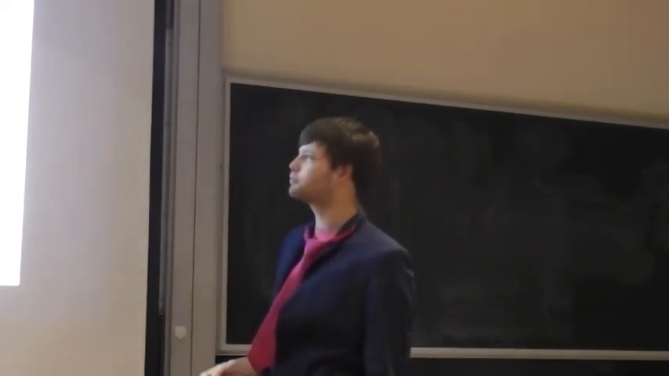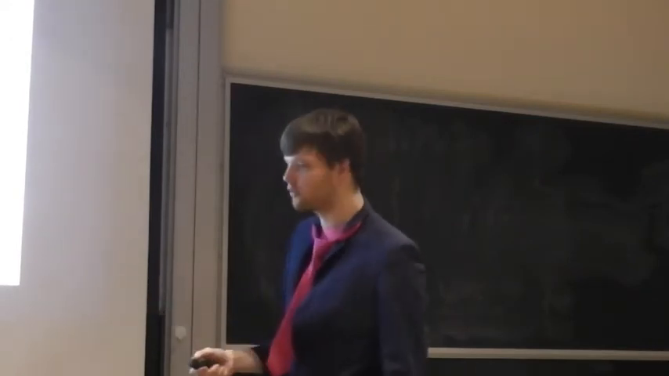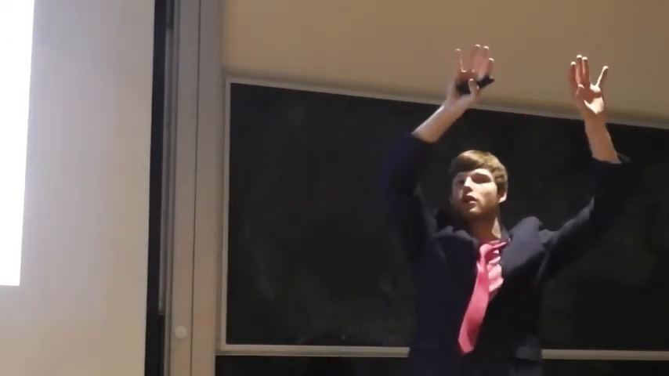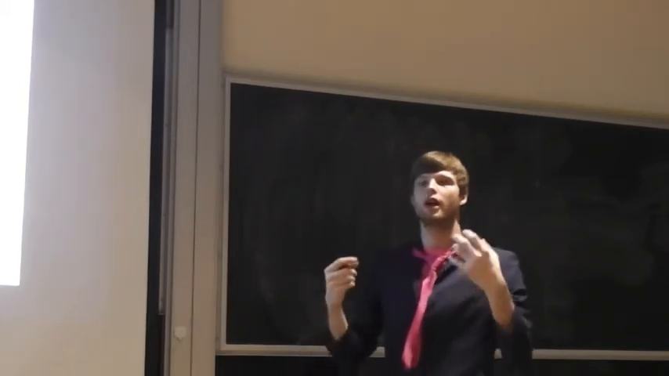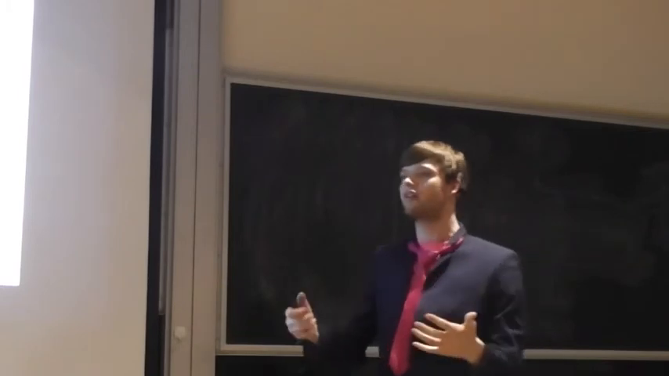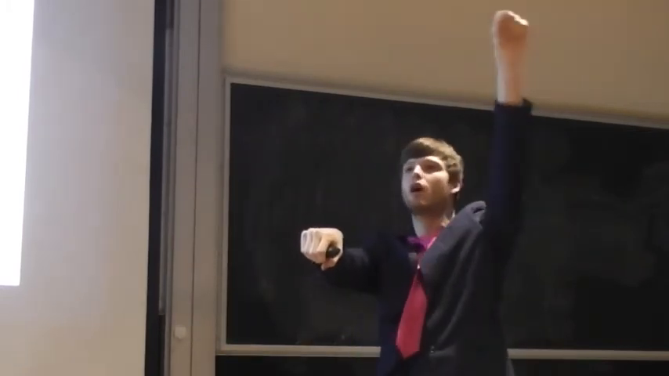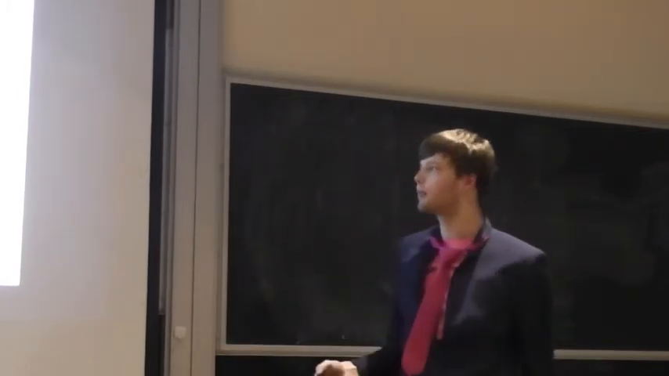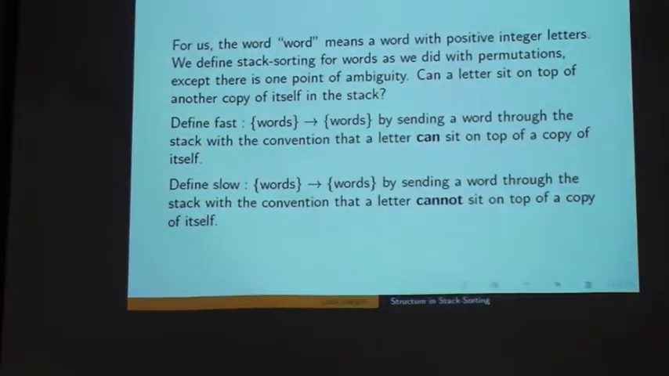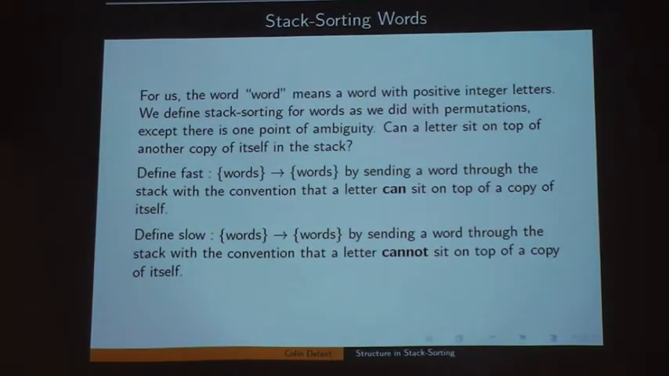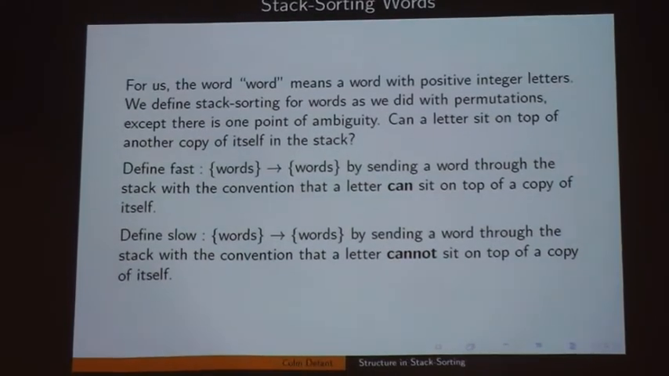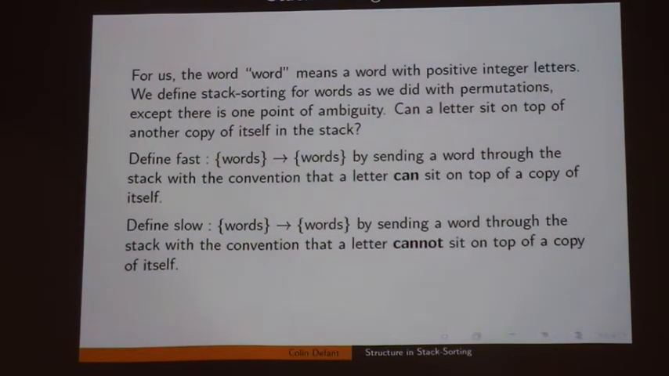So first we define an operator fast that sends words to words, and this operates by just sending your word through the stack, but with the convention that a number is allowed to sit on top of a copy of itself. So in this case, if there's a 2 sitting in the stack and another 2 comes along, then the 2 can sit on top of the other 2. And then we define slow in sort of the same way. This time you send your word through the stack with the convention that a number is not allowed to sit on top of a copy of itself. So this time if you have a 2 sitting in the stack and another 2 comes along, this 2 has to leave before this 2 can go in.